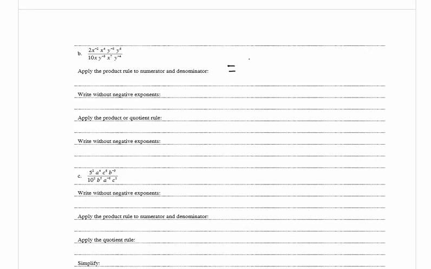So we're going to have 2, and now we have x to the negative 2 times x to the fourth can be written as x squared, and y to the negative fifth times y to the sixth is equal to y, divided by 10. We have x times x to the seventh is x to the eighth, and y to the negative third times y to the negative fourth is equal to y to the negative seventh. And now it wants us to write it without negative exponents, so we're going to have 2x squared y divided by 10x to the eighth, and y to the negative seventh is going to move to the numerator as y to the seventh. And now they want us to apply the quotient rule.